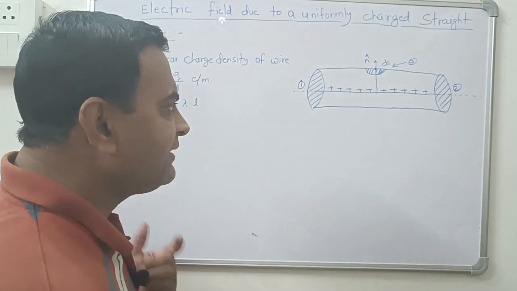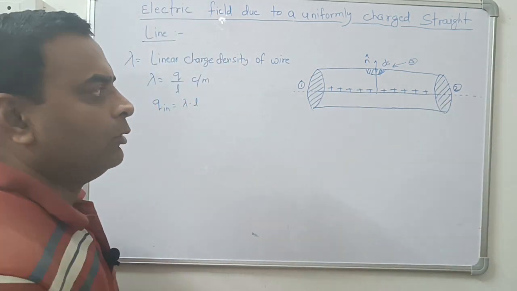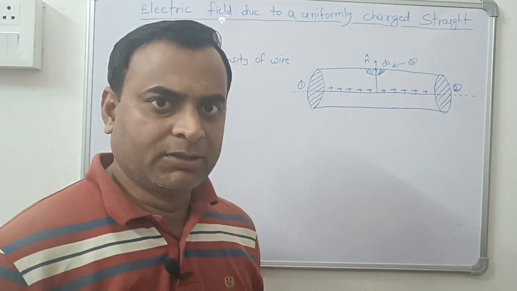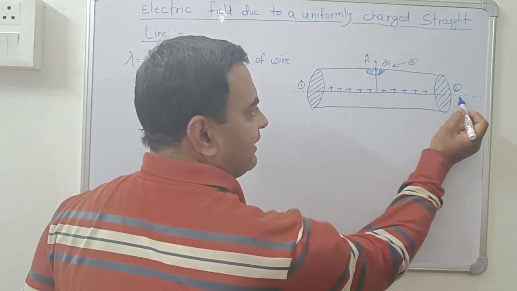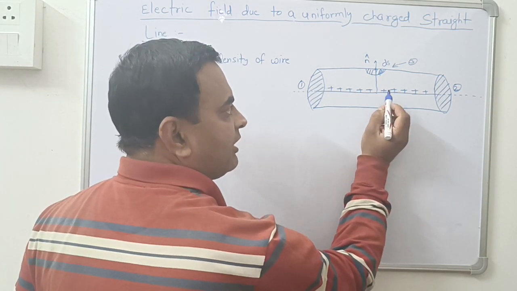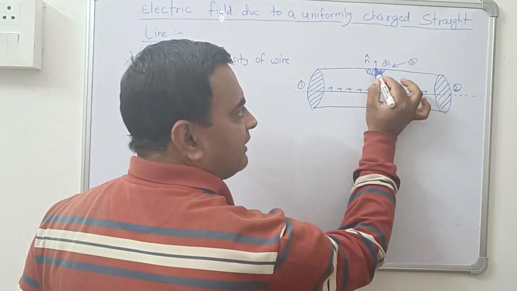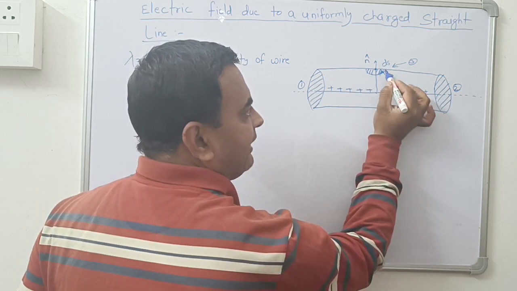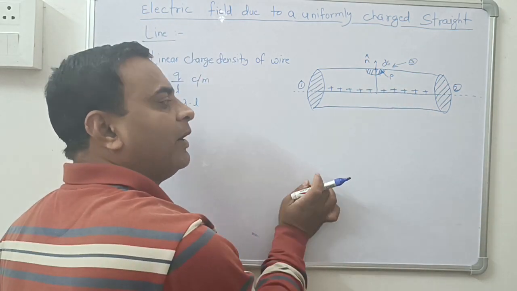Okay, so let's assume that this is an infinitely long straight wire which carries a positive charge. This is an infinitely long straight wire and it carries a positive charge, and as you can see, you have to find out at a point P. This is a point P. At this point you have to find out the electric field due to this wire.